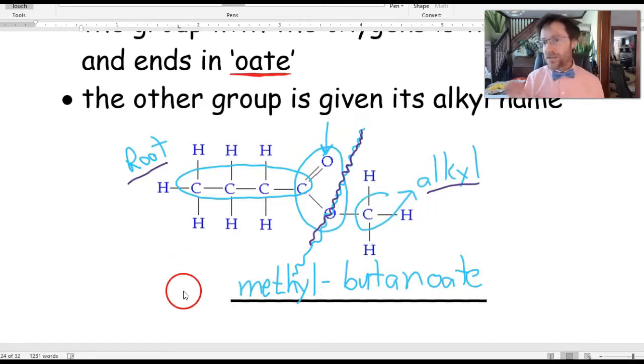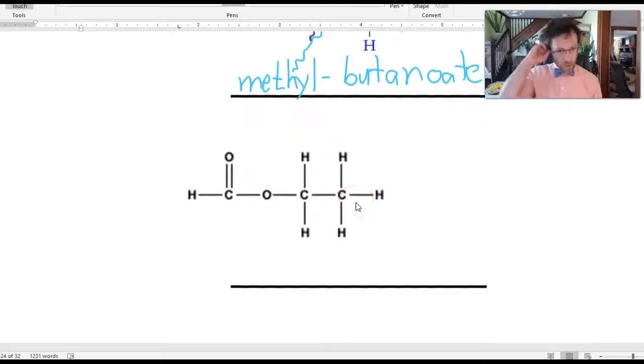Got it? Also, fun fact, the reason why we call this the root is that this side with the double bonded oxygen used to be the acid, and the alkyl group is the one that used to be the alcohol. How do you know? Well, acids are the ones with the double bonded oxygens, not the alcohols. All right, one more.